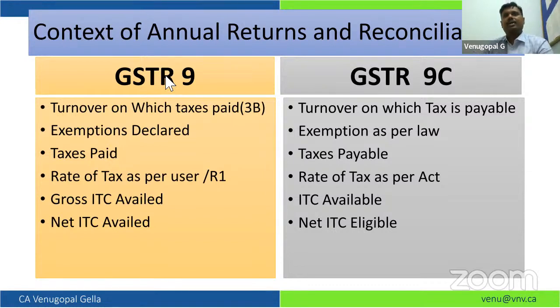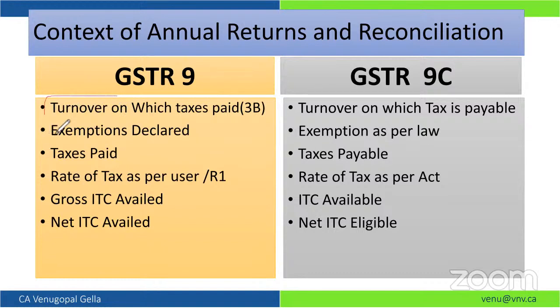After you file your annual return, you will not have any new liability that can be paid through annual return, any refund which can be claimed through annual return, any ITC that can be availed through annual return, nor a reversal of ITC through annual return. So annual return is a statement of fact. What you have done is what you are reporting. Let's say on turnover, you will report only the turnover on which the taxes are paid.